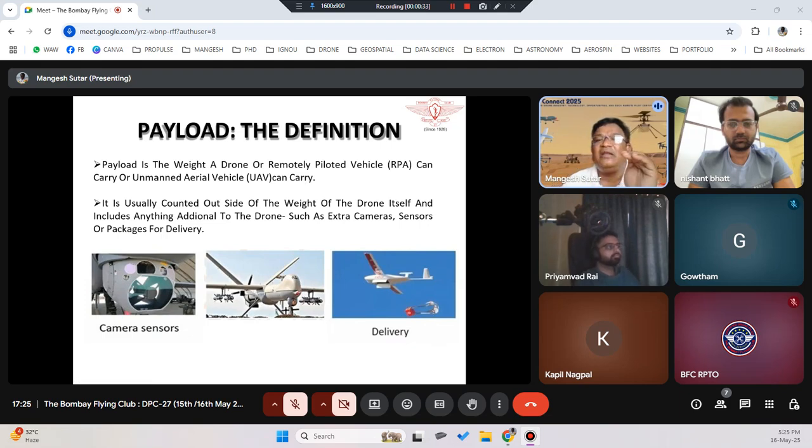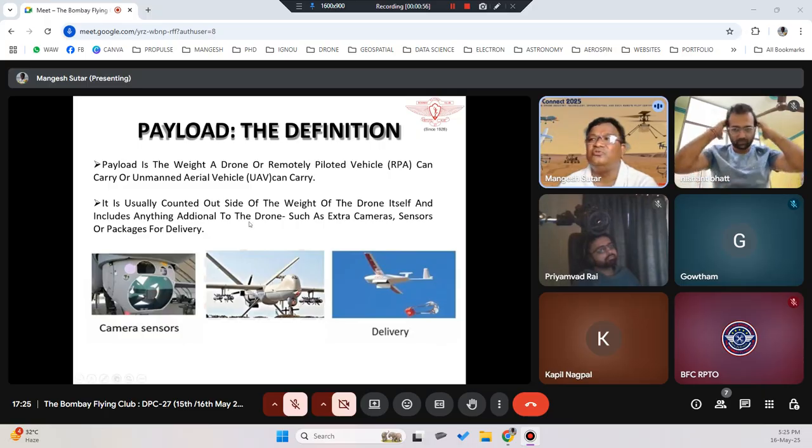So what we said is that the maximum takeoff weight should be 50% of the total thrust calculated, right? So four motors, each motor 10 kg thrust. So four motors will have 40 kg, half of that. So my drone weight, including the payload, should be 20 kg. Okay, so it is usually counted.